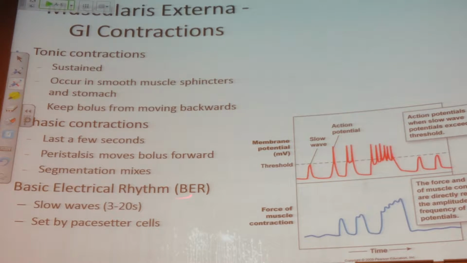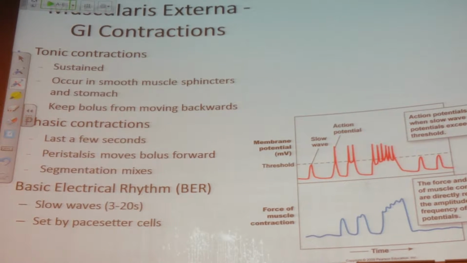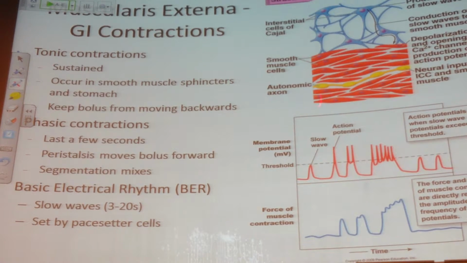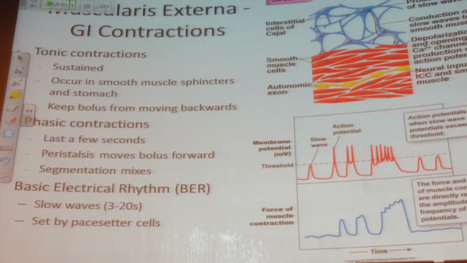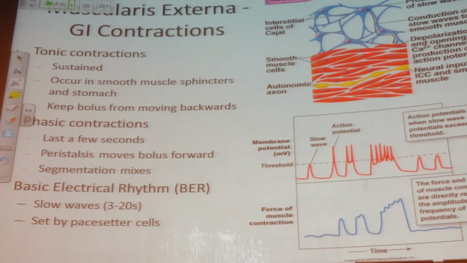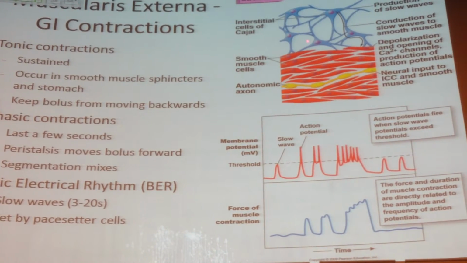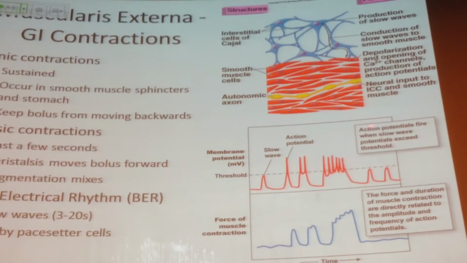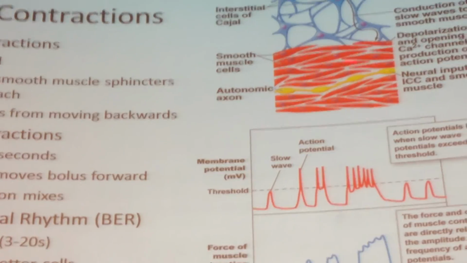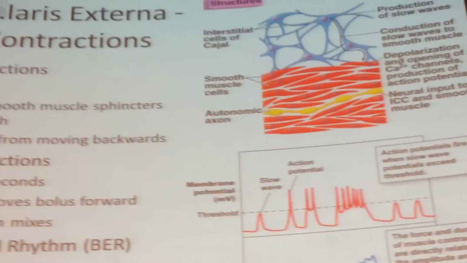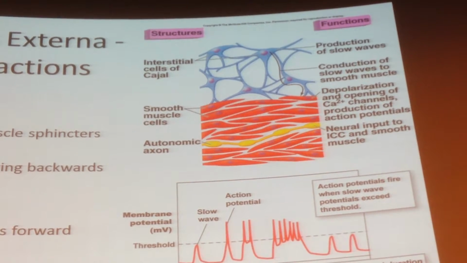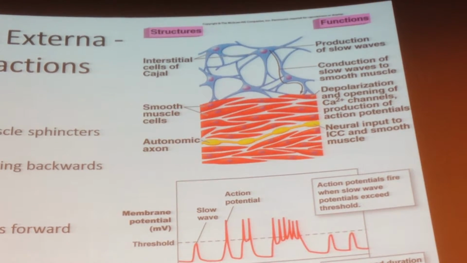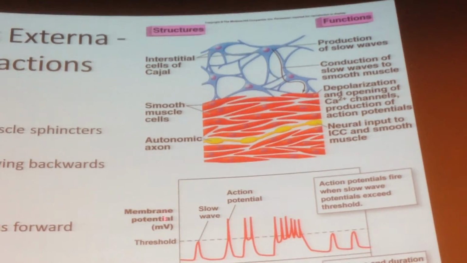So those rhythms are set by those pacemaker cells in the smooth muscle, and sometimes we call them ICC, the interstitial cells of Cajal, and sometimes I just call them pacesetters or pacemaker cells. And those are found in between these two layers, and those are the ICC.